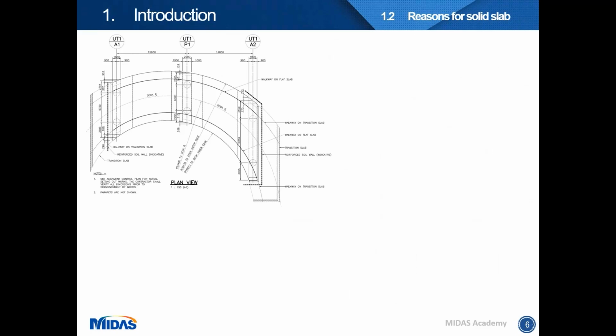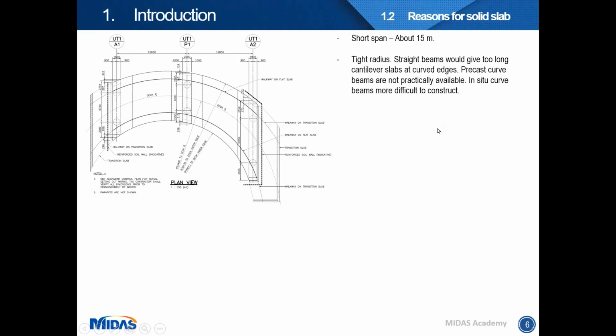The reasons behind choosing solid slab as the bridge deck: firstly, because of the short span. It is within the range of 15 meters. Secondly, because of the tight radius. If we put a straight beam from this point to this point, at the middle the slab cantilever would be too much, around 1.5 or 2 meters. And precast curve beams are actually not practically available. And if you do in situ curve beams, it is much more difficult.